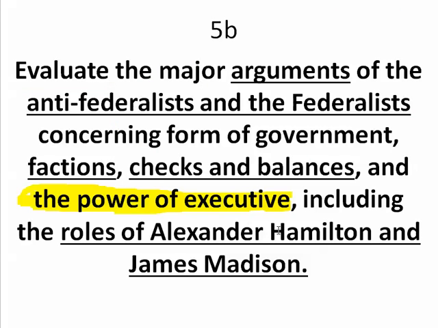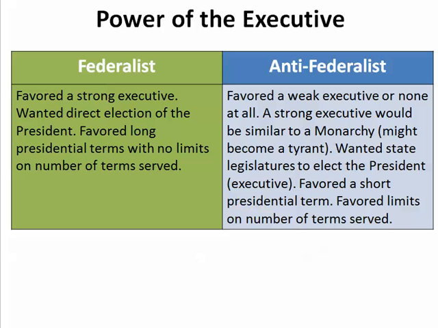Alright, the arguments about the power of the executive, the president in other words. Anti-Federalists favored a weak executive or none at all. Under the Articles there was no executive. There was a president, but he only broke a tie vote. That's about it. A strong executive, like a commander-in-chief that controlled a huge executive, would be similar to a monarchy, they said. It might keep a standing army, might become a tyrant, and they wanted state legislatures to elect the president, if there was one, but wanted his power to be weak.